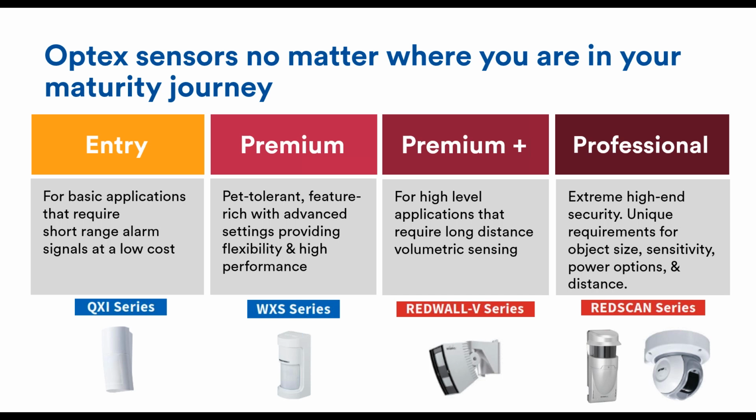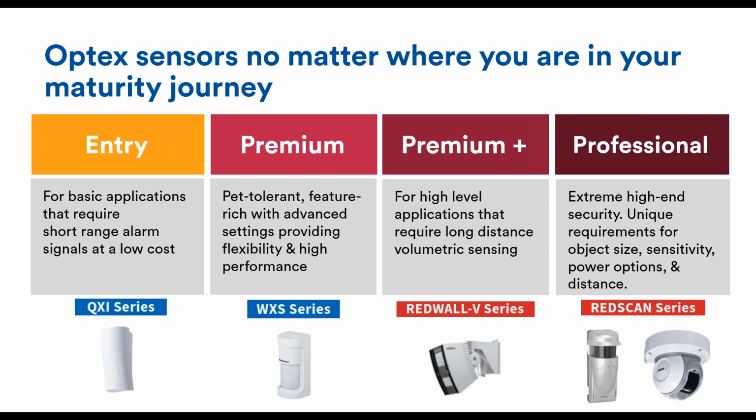And then when you get up to the Premium Plus, this is where you're getting into a high level application that requires long distances or volumetric sensing. So that would be like our Red Wall series or our Photo Beam series, where you can get long distance, again, volumetric or tripwire type of detection. And of course, when we get into the professional level, this is for the real extreme high-end security. So when you have unique requirements, you want to customize your object size detection or sensitivity, you have different power options or distances, we have the Red Scan series here.